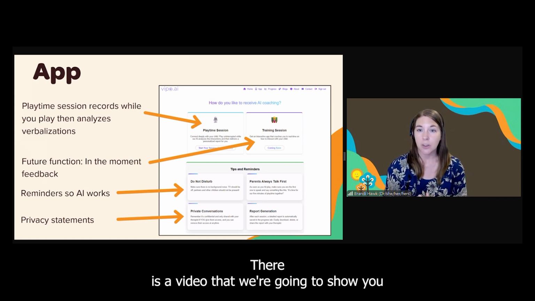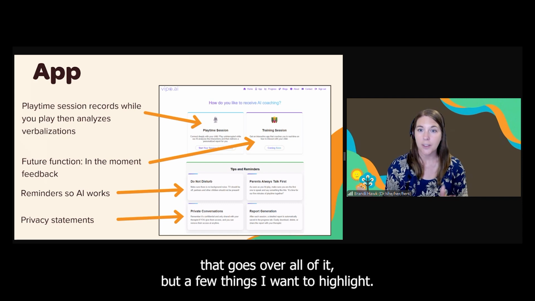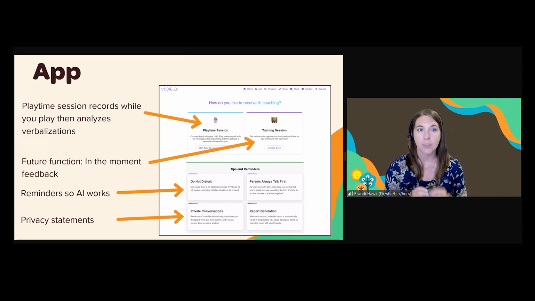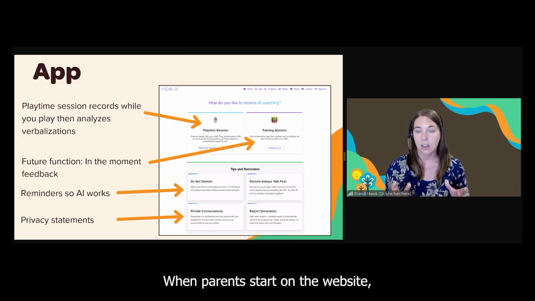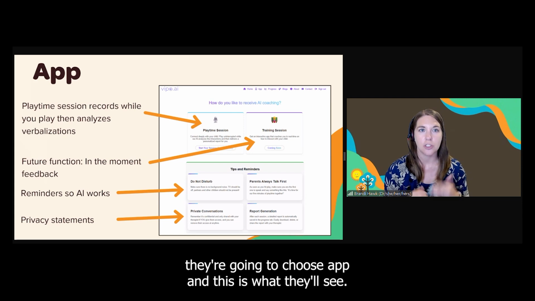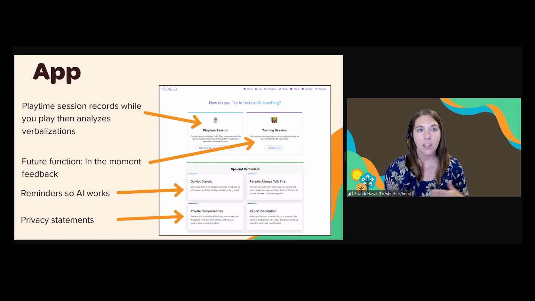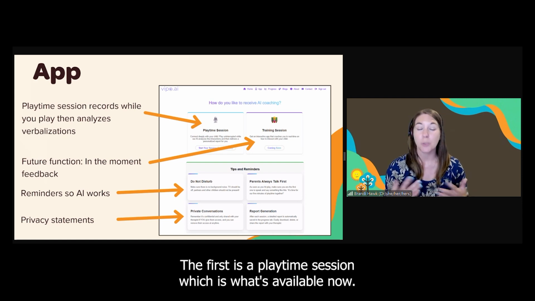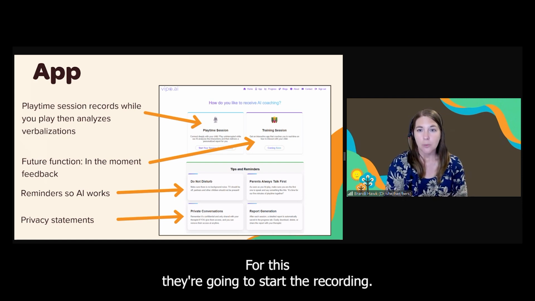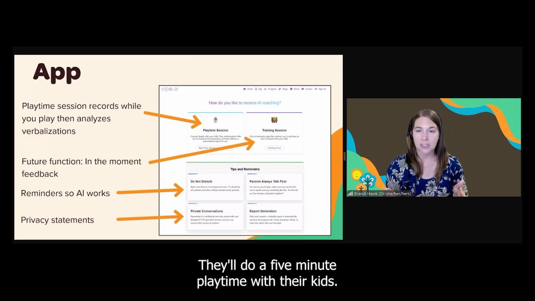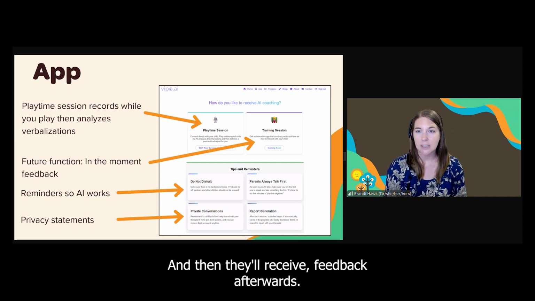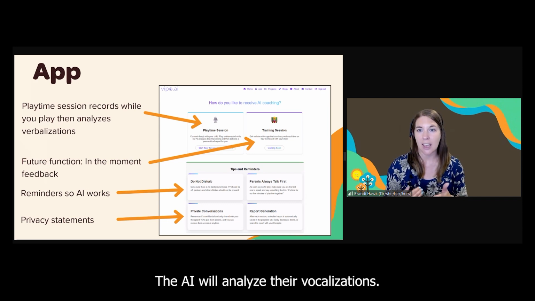There's a video that we're going to show you that goes over all of it, but a few things I want to highlight. When parents start on the website, they're going to choose app, and this is what they'll see. There's options for how you want to receive AI coaching. The first is a playtime session, which is what's available now. For this, they're going to start the recording. They'll do a 5-minute playtime with their kids, and then they'll receive feedback afterwards. The AI will analyze their verbalizations.